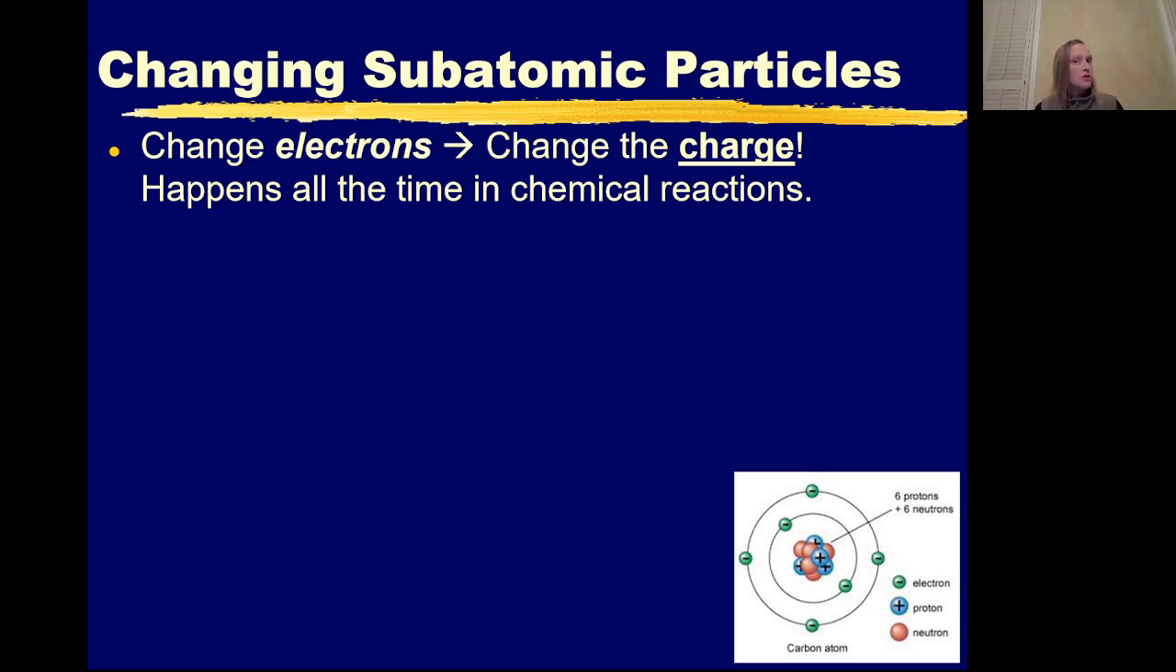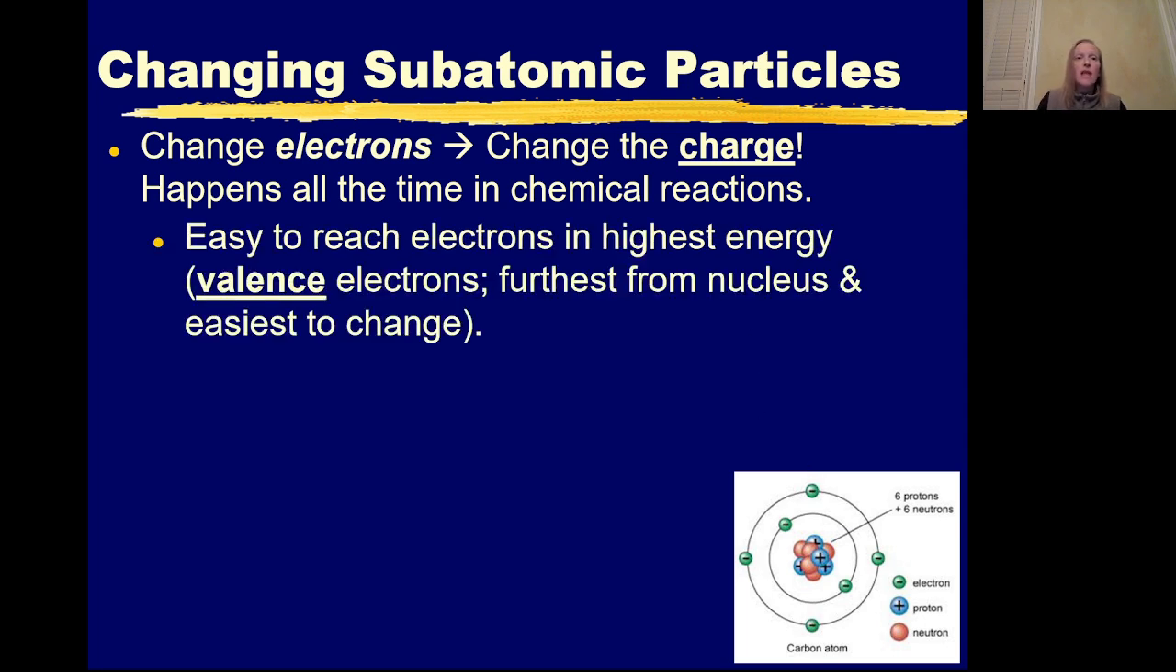What happens if you change electrons? Well, if you change electrons, that changes the charge. And this does happen all the time in chemical reactions because unlike protons and neutrons, electrons are here in the energy levels that surround the nucleus. These are easy to reach, especially the valence electrons. And valence electrons are electrons in this very highest energy, the most outer energy level surrounding the nucleus. So those electrons are easiest to reach and easiest to change.